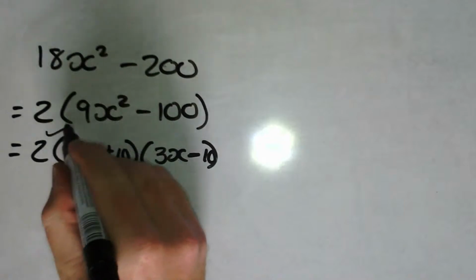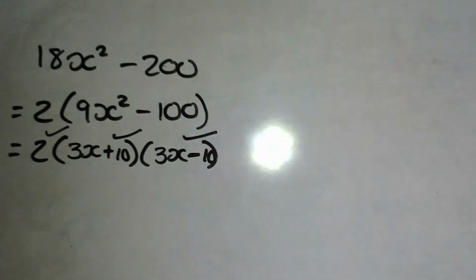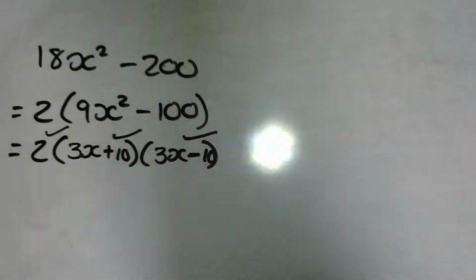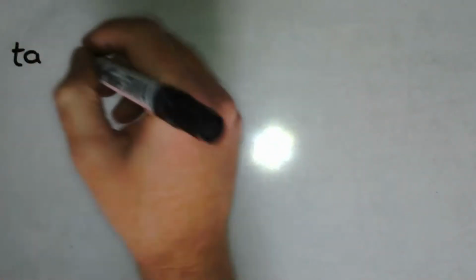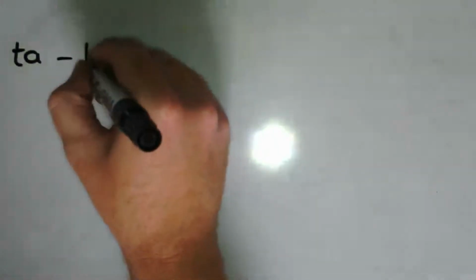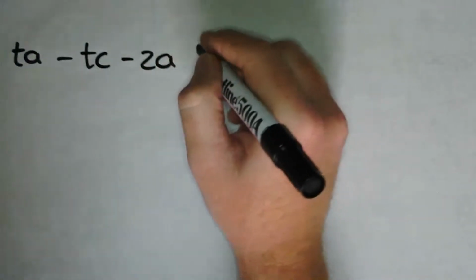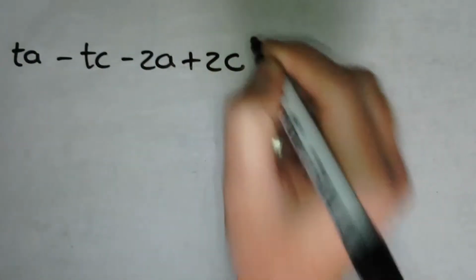So you get 1 mark for the highest common factor and 1 mark for each bracket that you have factorized. Okay. Moving on to our final factorization question. This one could be a bit tricky if you do not know how to do sign changes. Okay. So we've got TA, let's see, minus TC minus 2A plus 2C.